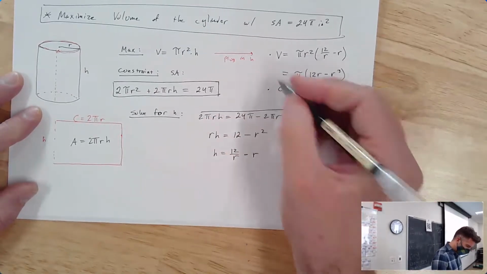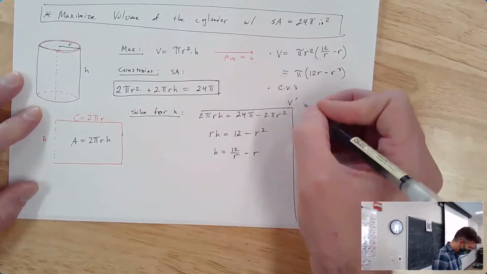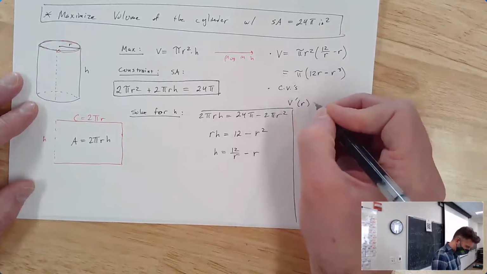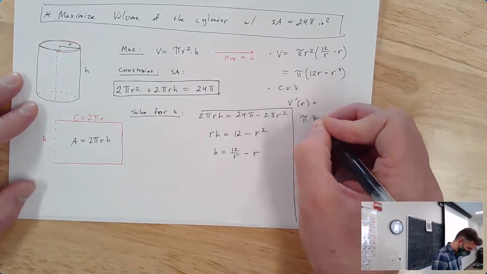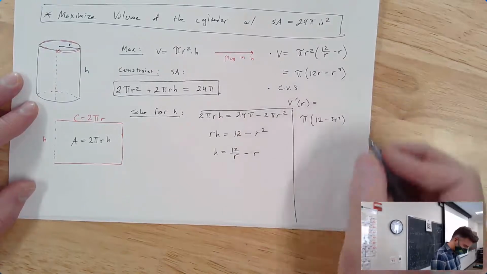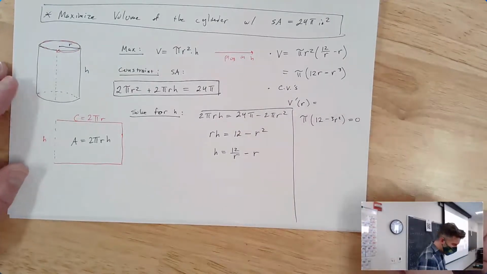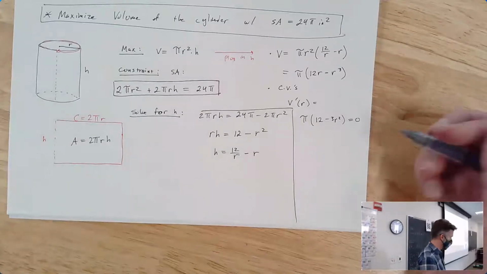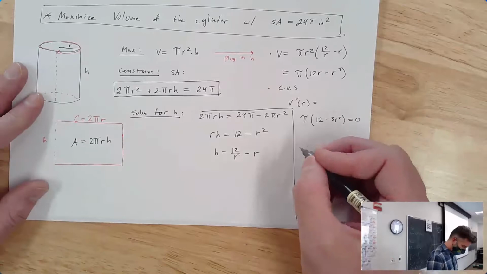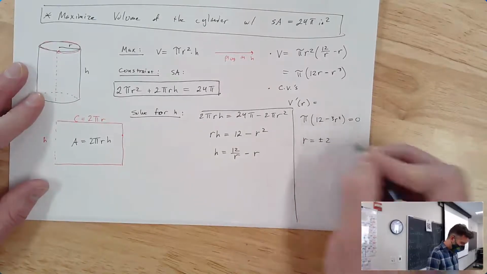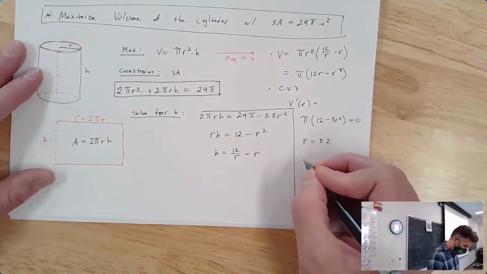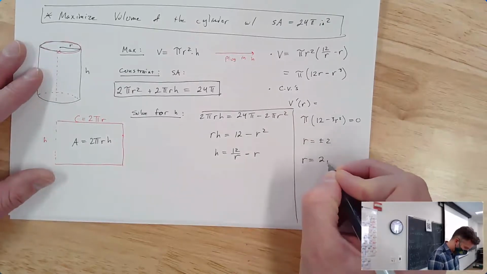So I'm going to take the derivative of this, and it's really v prime, or you can write it as v prime of r if you want. It's going to be pi times 12 minus 3r squared. Set that equal to 0, and we should be able to see what the possible answers are here. Possible answers are r could be 2 or r could be -2. Now, of course, we know that -2 for the radius doesn't make a lot of sense. So our answer here is that r is equal to 2 inches.